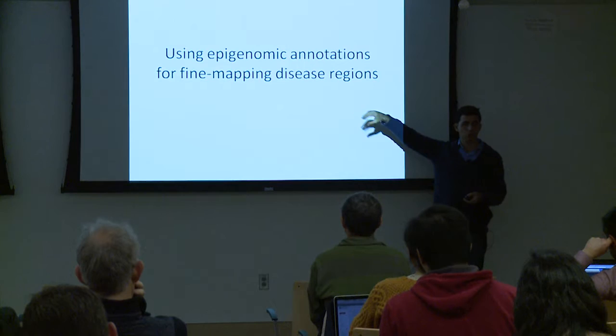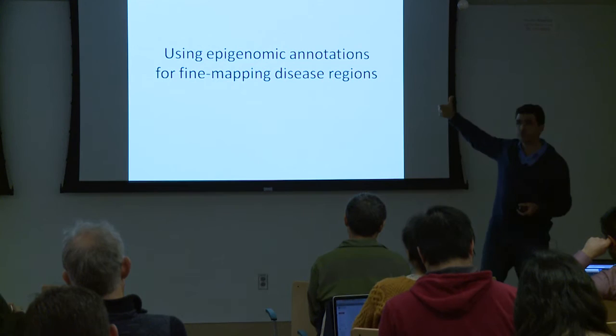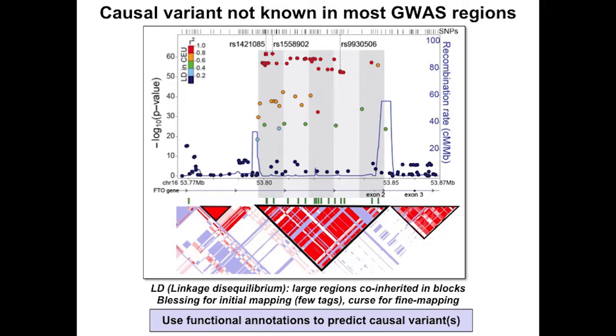Another part was how do we actually find what is the causal disease SNP? And here's the problem. Linkage disequilibrium in the human genome basically means that large regions are co-inherited in blocks. Here I'm showing you a large number of genetic variants, all of which are associated with obesity, all of which are falling within the same region in this FTO locus. And what you can see here is that these genetic variants across the human population are always co-inherited.